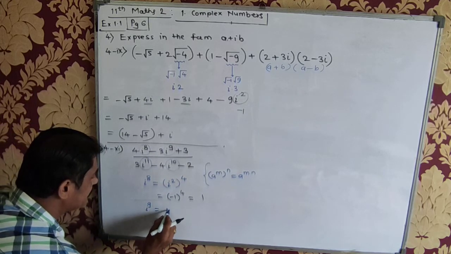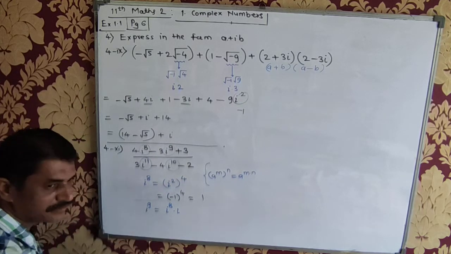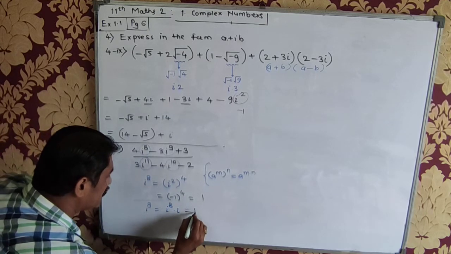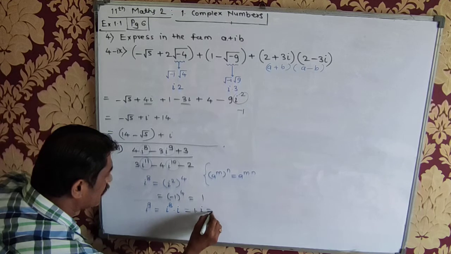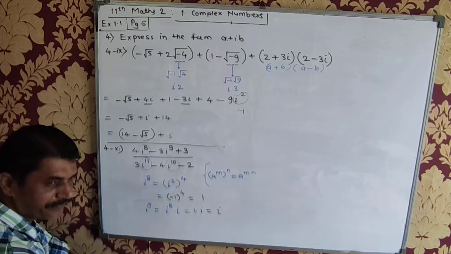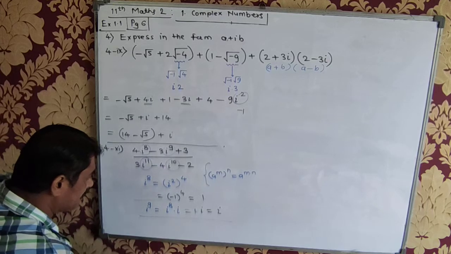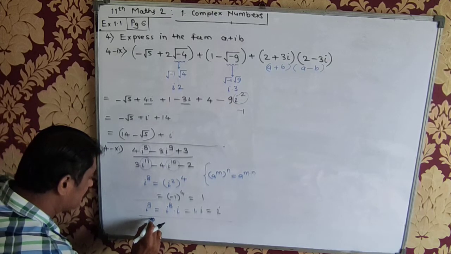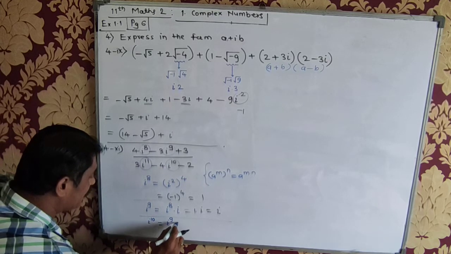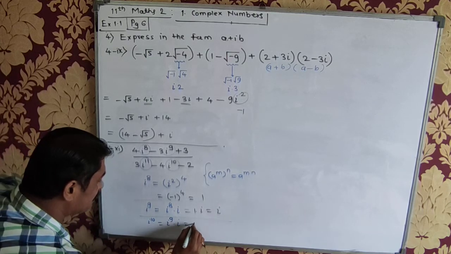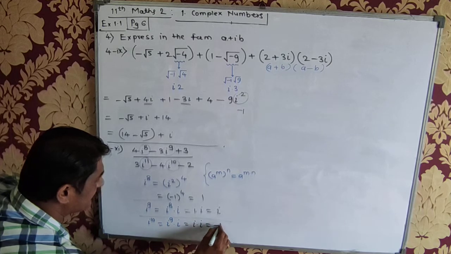Okay. Next I have to calculate i raised to 9. But I will simply say this is i raised to 8 into i. And i raised to 8 we have already calculated. This is 1 into i. And that is equal to i. Okay? Then i raised to 10. So I will say i raised to 10 is equal to i raised to 9 into i. And i raised to 9 I have already calculated as i. So i into i, that is i square. That is minus 1.